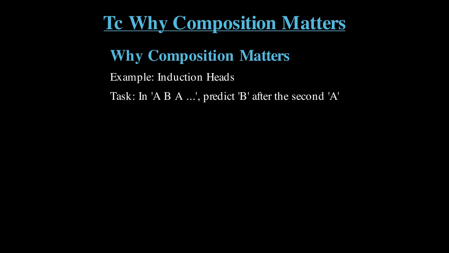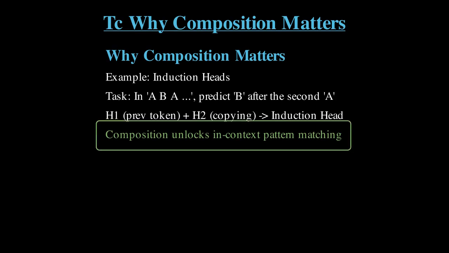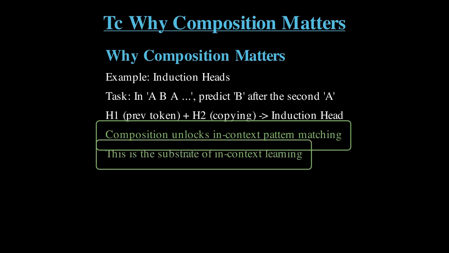It requires composition. A previous token head attends to the token at position t-1. Then, a second head uses K composition with the first. It uses the information from the first head to find all occurrences of that previous token, allowing it to complete the pattern. This is a profound capability. Composition is what allows the model to perform this kind of in-context pattern matching. And this ability is the fundamental substrate of in-context learning, which we'll explore next.